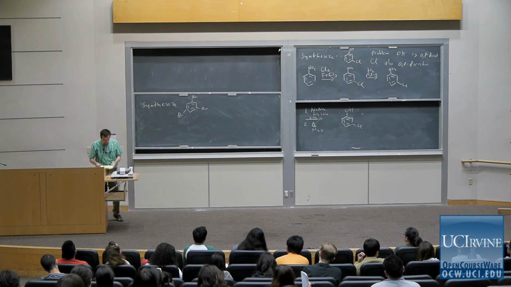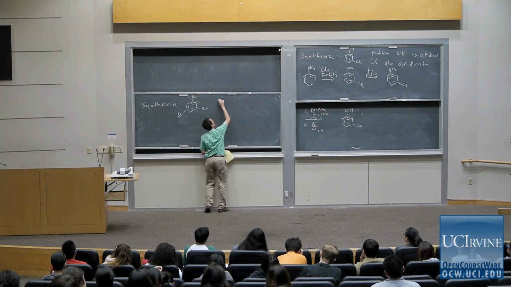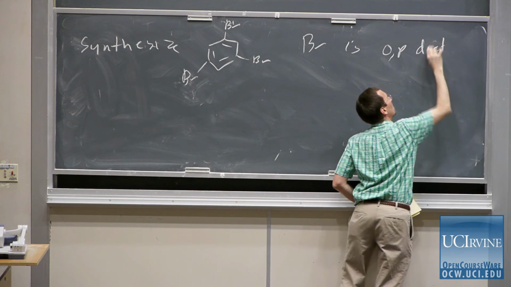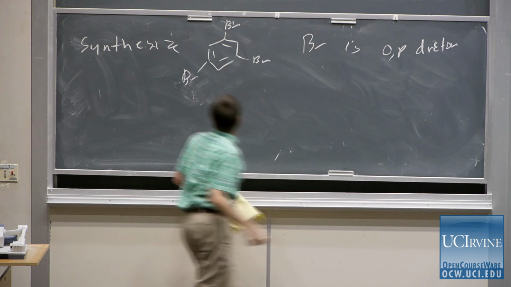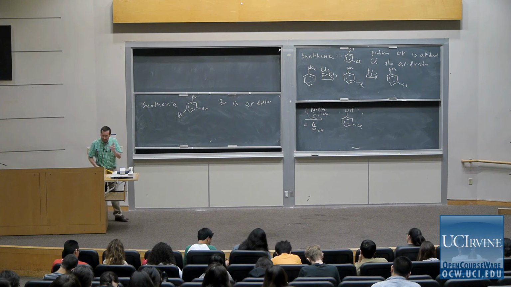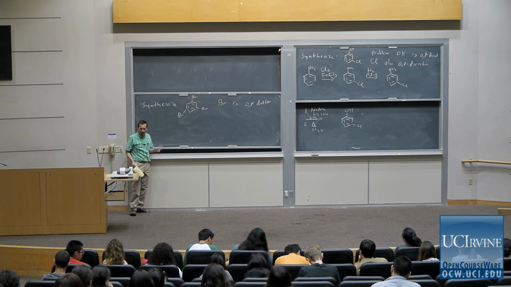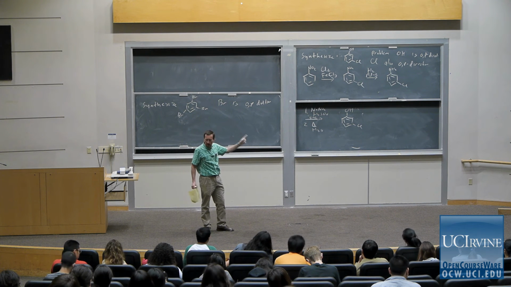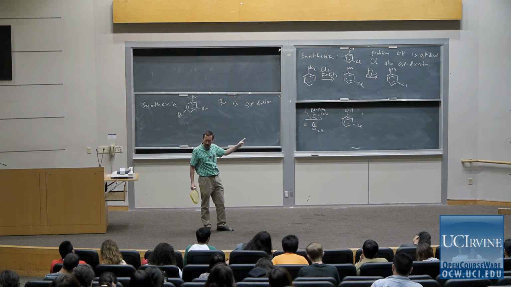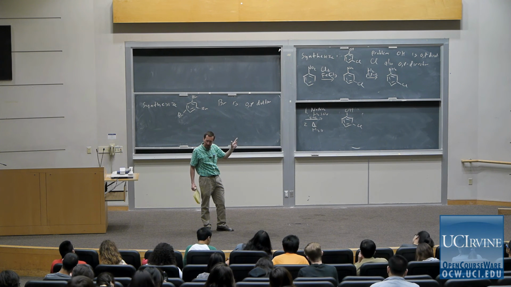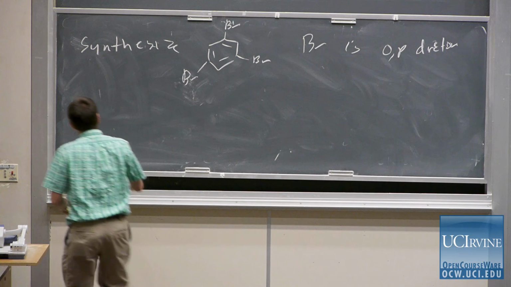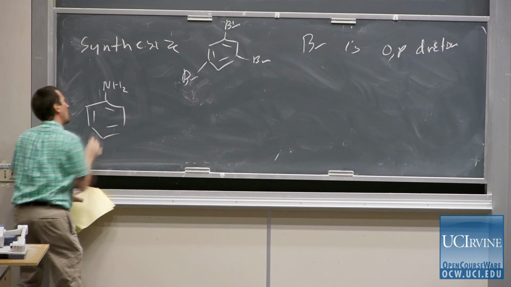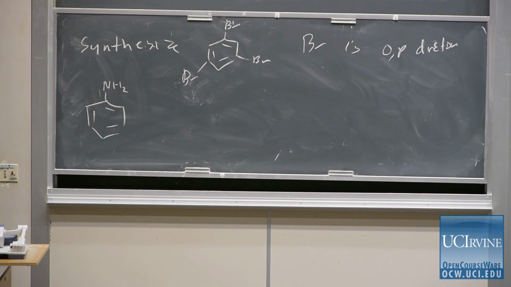And so now you really need a spark of inspiration. So I'll just remind us, Br is an ortho-para director and slightly deactivating. Now you need a flash of inspiration. A flash of inspiration is that the amino group is a very good ortho-para director, and it's activating. And so here's your flash of inspiration: we've been down the road a zillion times with aniline.